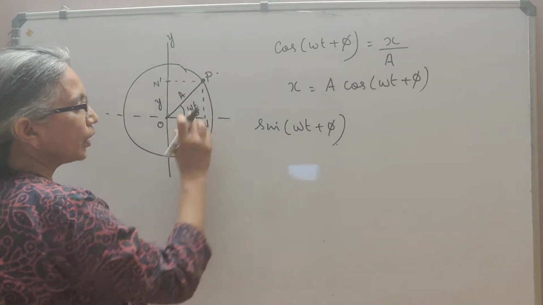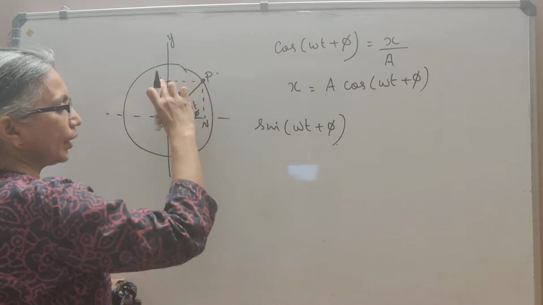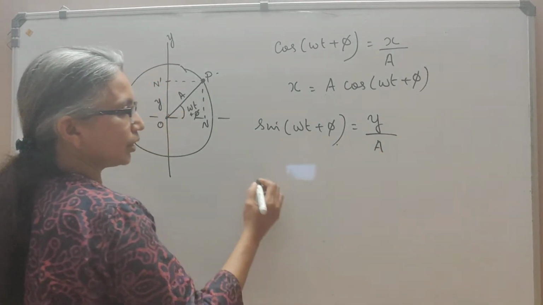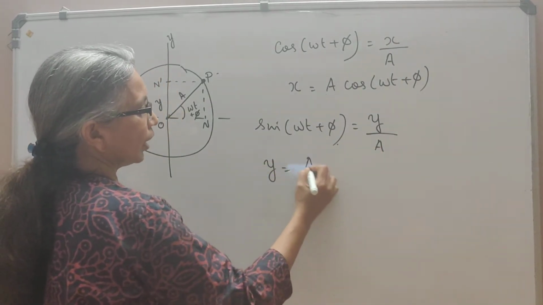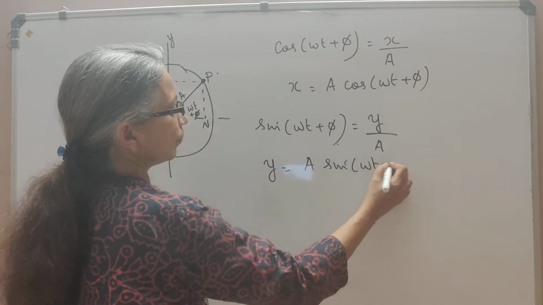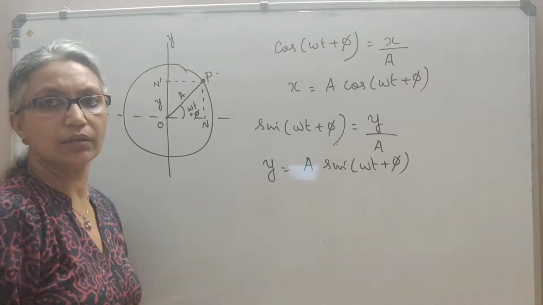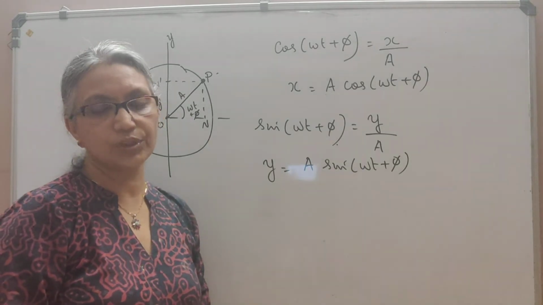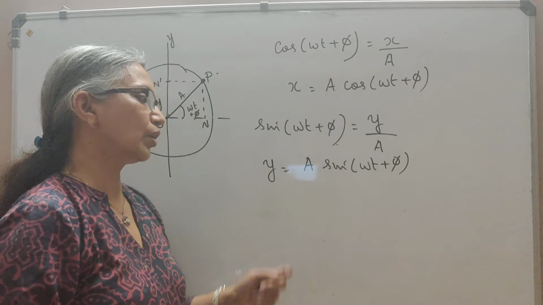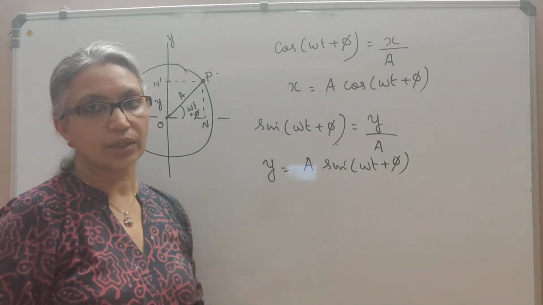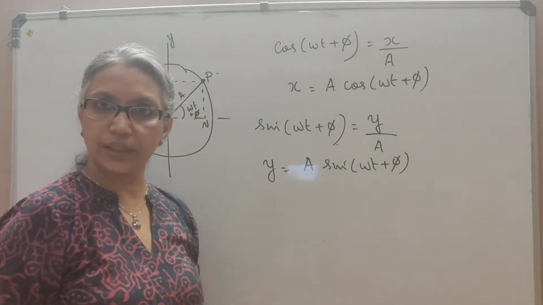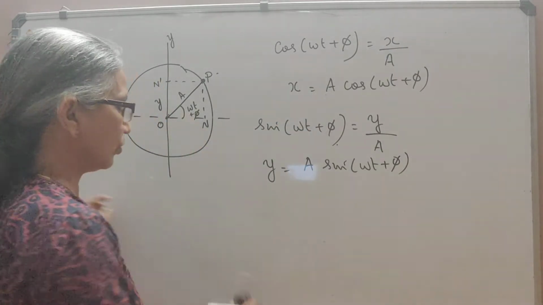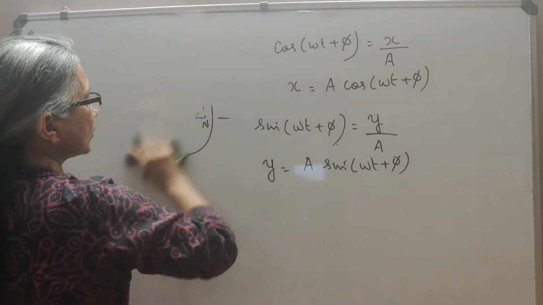This is our particle p. So the opposite side will be this y. So that is equal to y by the hypotenuse, which is a, the radius, and therefore we may write y equals a sine(omega t plus phi), which again represents the displacement of the particle by a sine function, which represents a simple harmonic motion. So the projection may be taken along any diameter, any diameter for that matter.